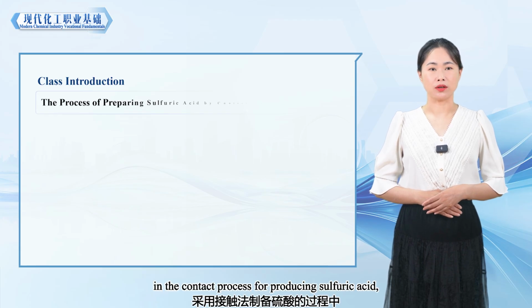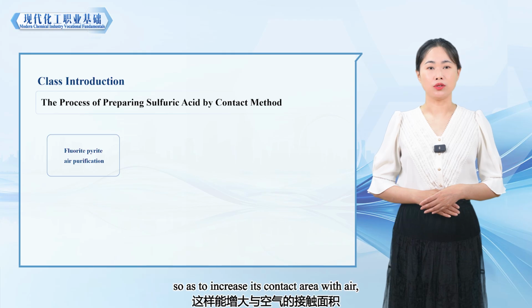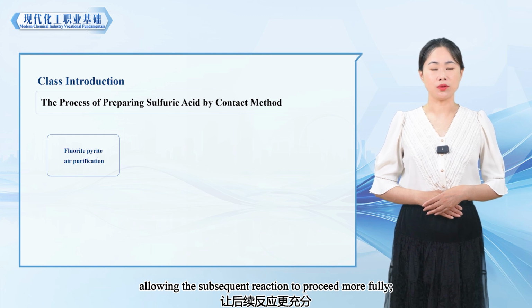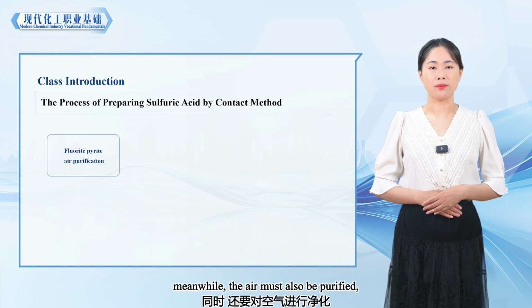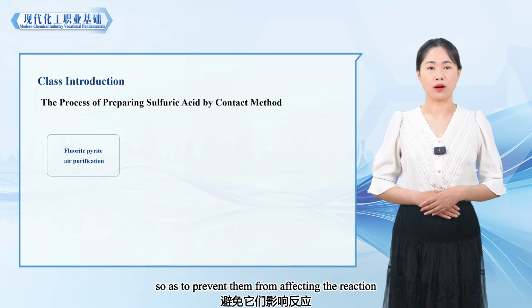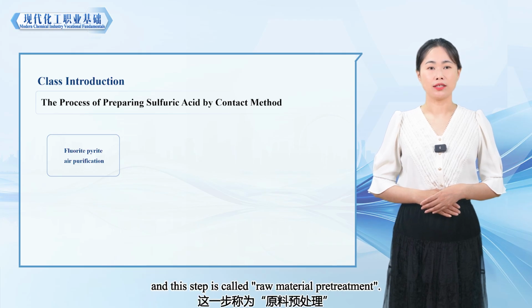In the contact process for producing sulfuric acid, it is necessary to first crush pyrite so as to increase its contact area with air, allowing the subsequent reaction to proceed more fully. Meanwhile, the air must also be purified to remove the impurities contained therein, so as to prevent them from affecting the reaction or damaging equipment, and this step is called raw material pretreatment.